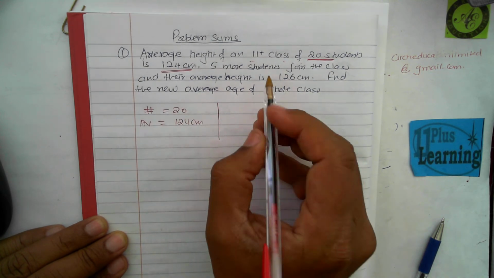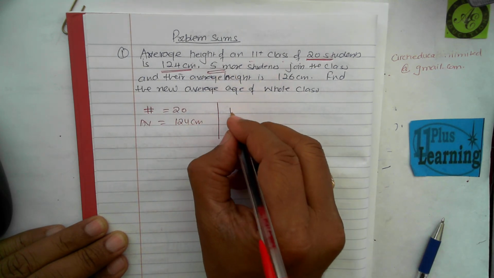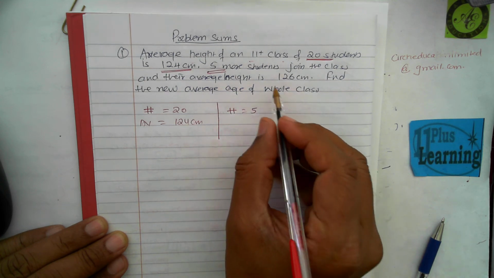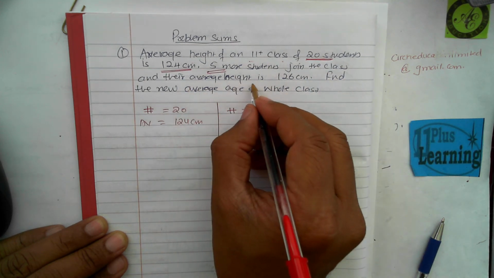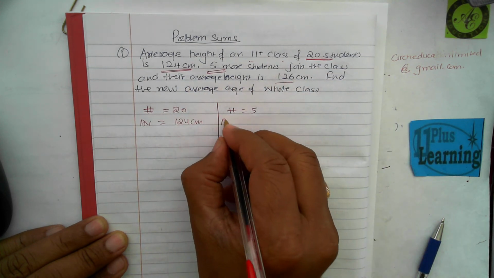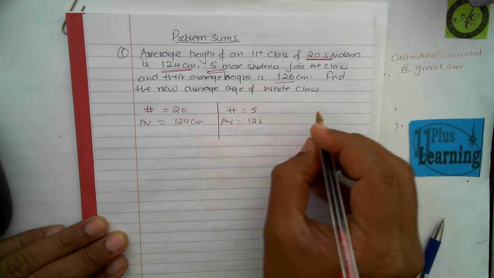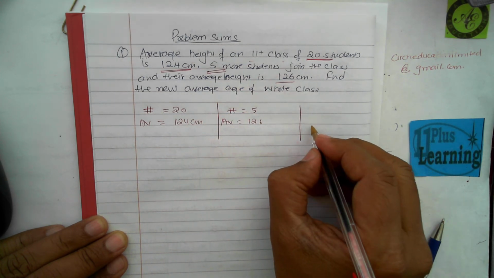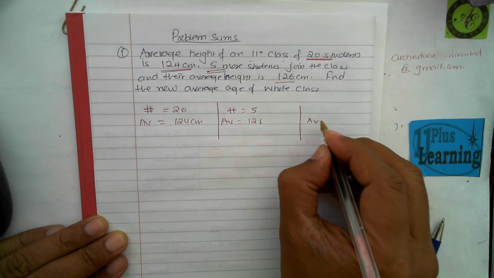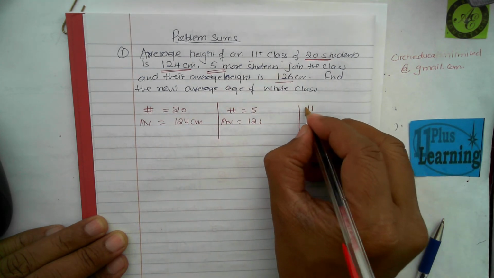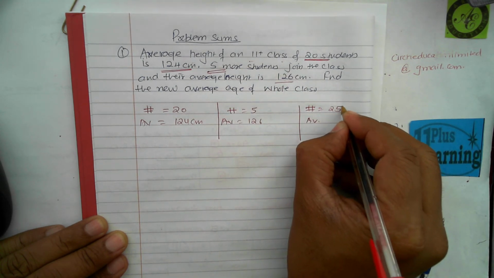What happens? 5 more students join. So 5 more students join and their average height is 126. So their average is 126. And we've been asked to find the average for the new class where the number of students is 25.